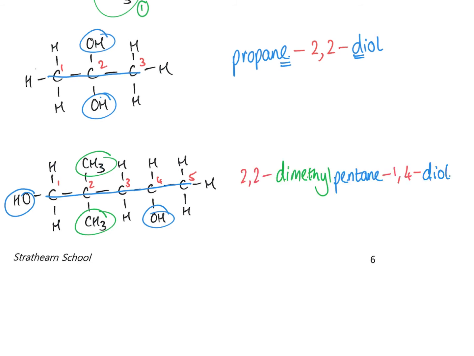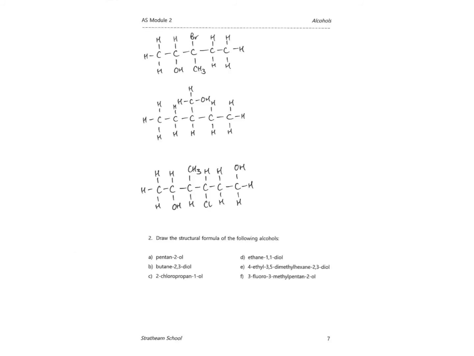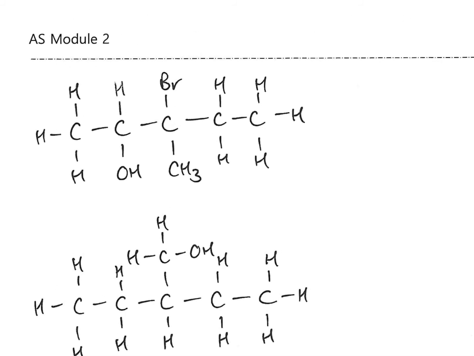Your name then becomes 2,2-dimethyl. So again, even though the methyls are both on carbon number 2, you've got to include both locant numbers. 2,2-dimethylpentane. Remember your E at the end of pentane. 1,4-diol because of your 2 OH groups. Over then to page 7, let's have a wee look at this one. So where's your longest chain? Your hydroxyl group is here. Your longest chain must contain that.